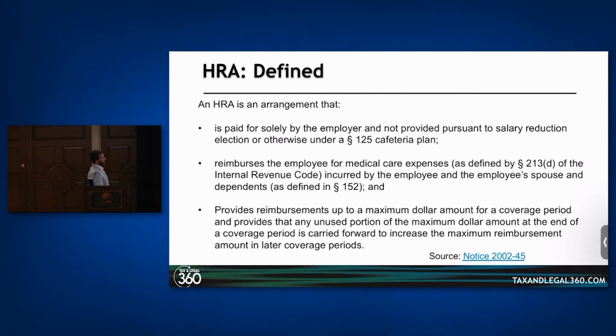Now, let me give you the sort of technical definition of what an HRA is. It's an arrangement that is paid for solely by the employer and not provided pursuant to salary reduction election or otherwise under a 125 cafeteria plan. I'm not going to actually read the rest of this slide. It's kind of boring information, but essentially what this is saying is that your employer will fund this account for you, and then you will turn in your medical expenses to your employer and receive a reimbursement tax-free. That's essentially what this slide is saying in plain English.